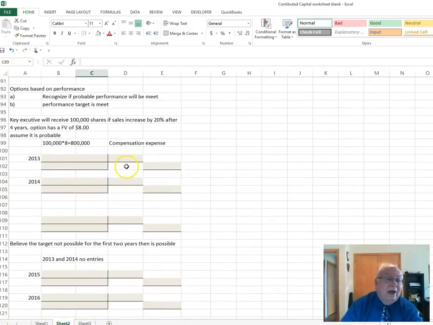Okay. Option-based performance. This is a little different. We'll save that for next one.